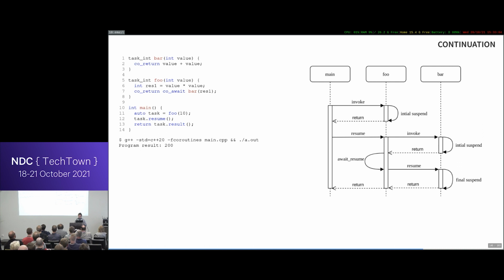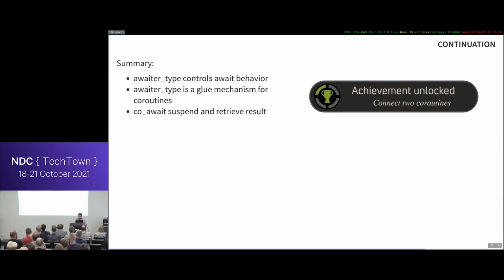Great. That was a little bit hard to do, but we managed it. So let's just summarize it, and I think we get the achievement. So awaiter type controls the await behavior. Awaiter type is a glue mechanism for the coroutine, so you can decide what you want to execute next, or maybe not execute. And co_await suspends the coroutine, but it's also a mechanism to retrieve the result. So very useful thing.